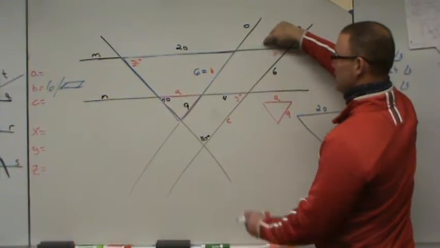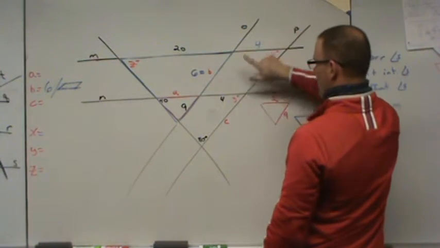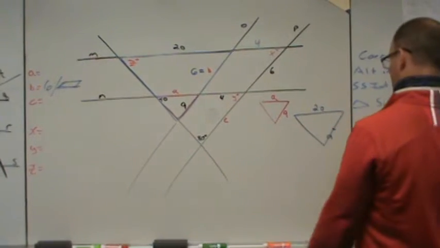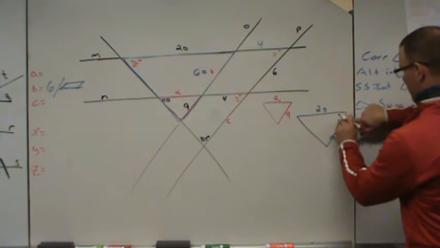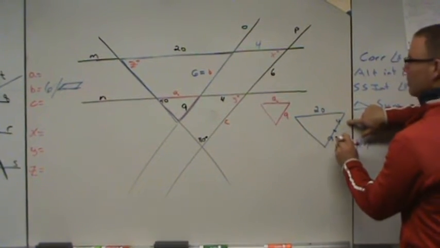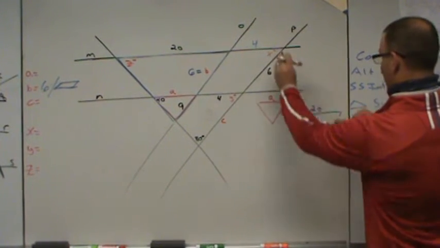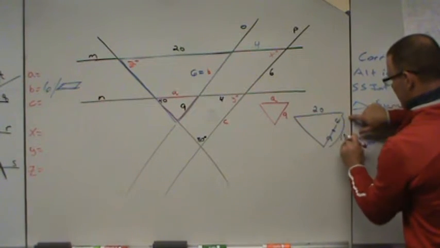Same thing with this piece up here. This is 4 because it's a parallelogram. We know it's opposite. So now that I know this segment, 9 and 6, not 4, 4 is the one up there. 9 and 6 is 15.